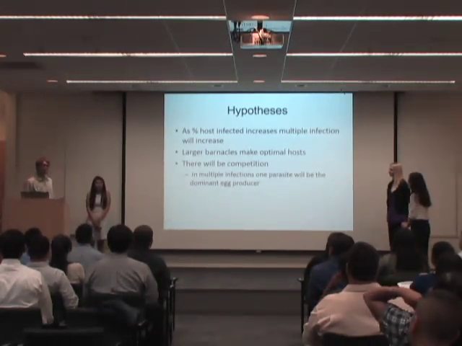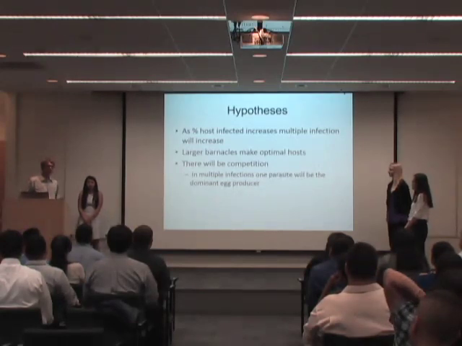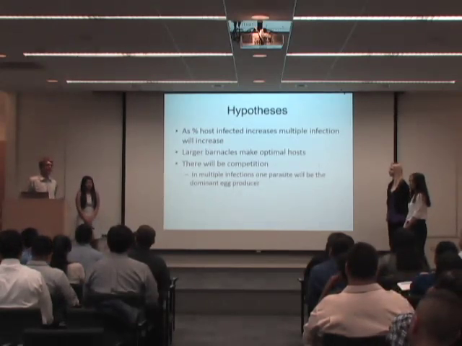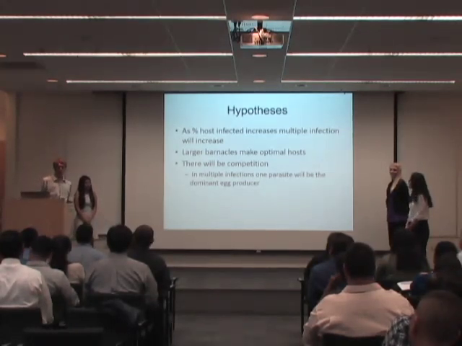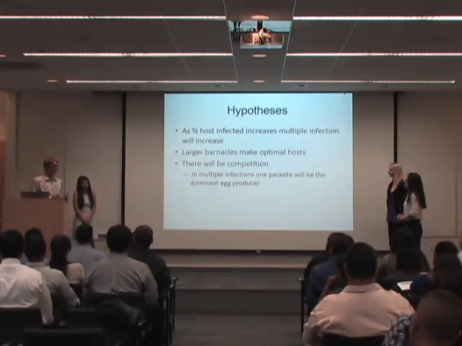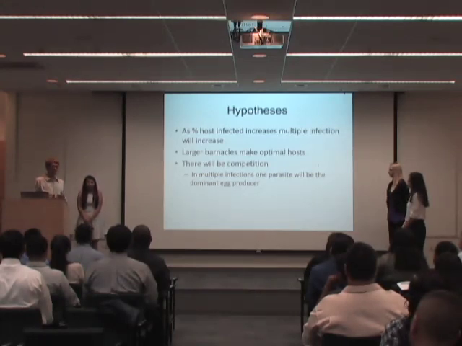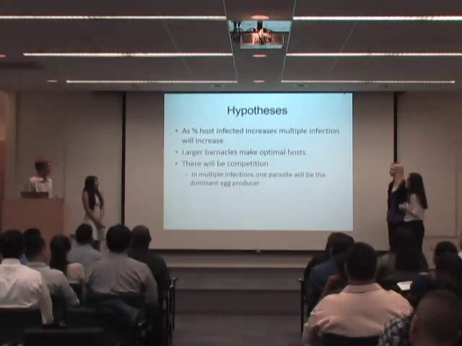We believe that larger barnacles would make optimal hosts because we think those would have been the ones that had the most reproductive fluid and reproductive tissue for the parasite to utilize. And in multiple infection cases, we thought that there would be competition in that one parasite would be dominant, producing more net eggs of the total, whereas the other one would be submissive, producing less.